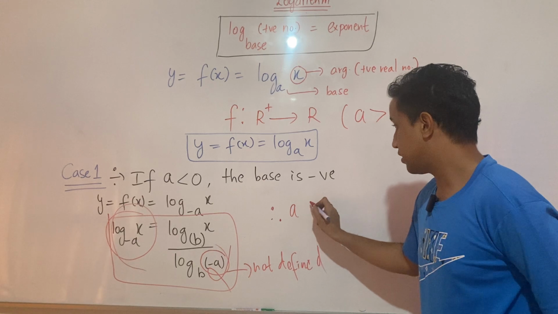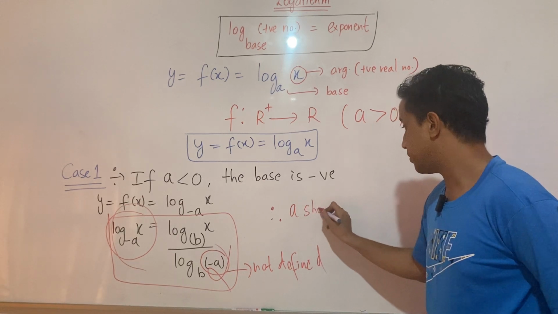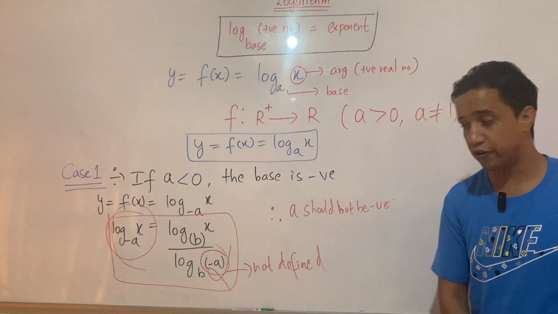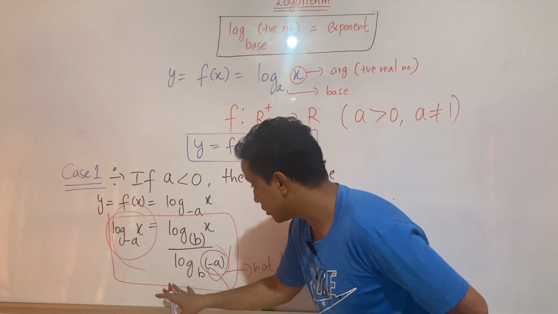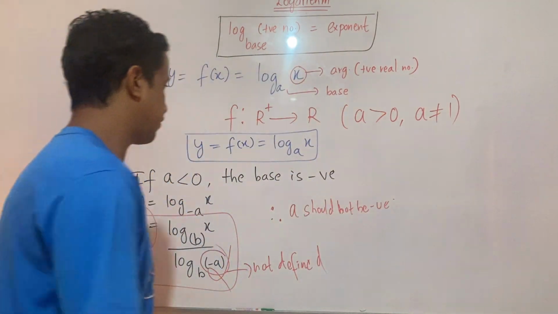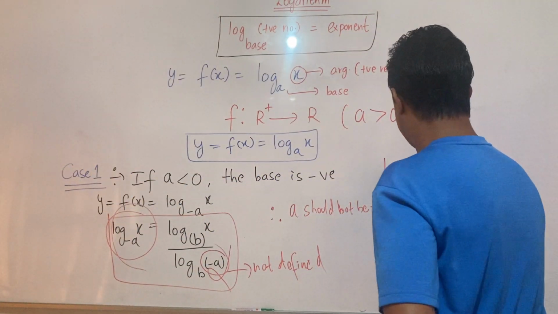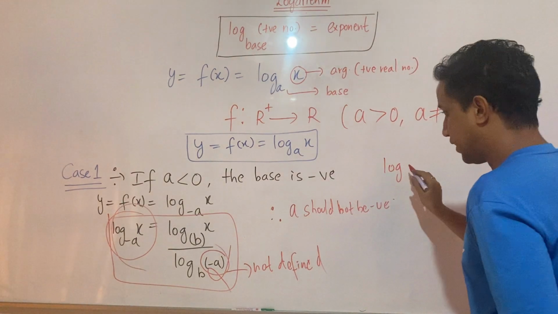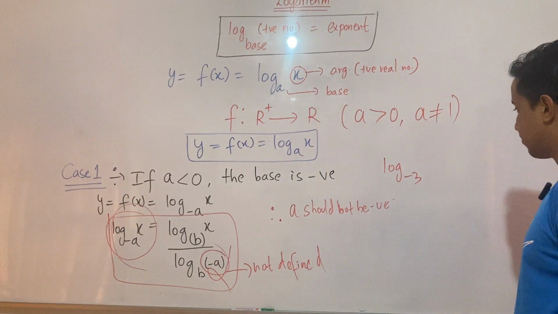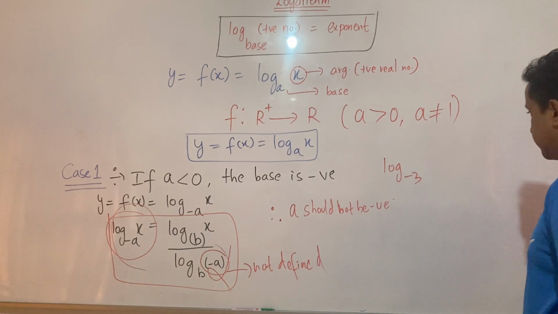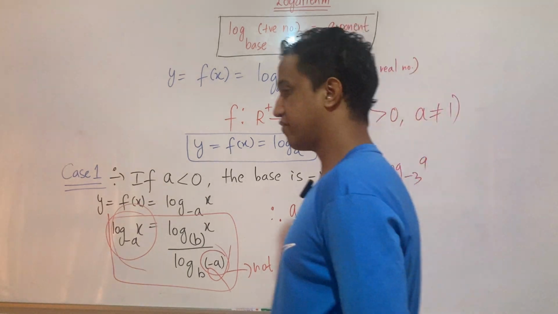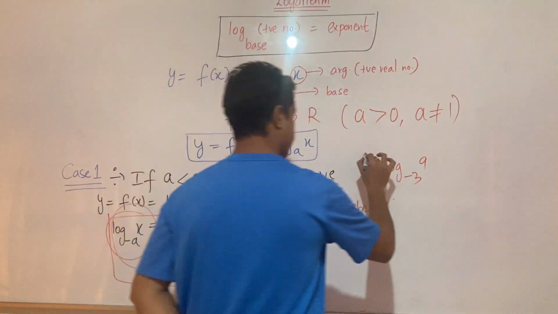a should not be negative. Understand why? Because you cannot find the log of negative numbers. It's not defined. Let's take an example. For example, you have to find log of 9 to the base minus 3. You have to find this.